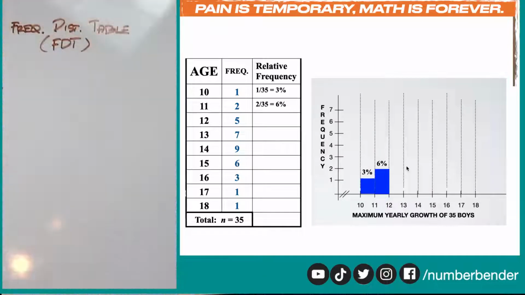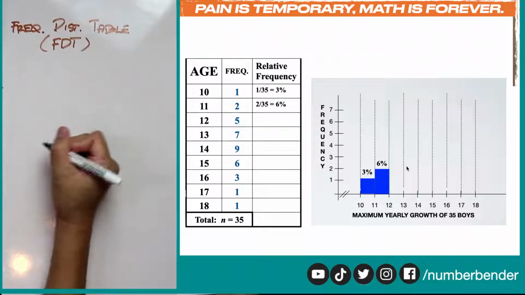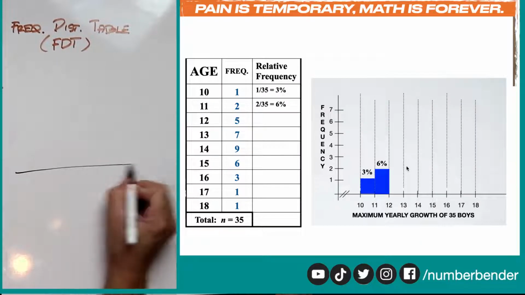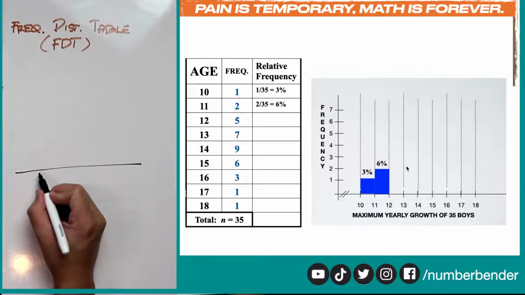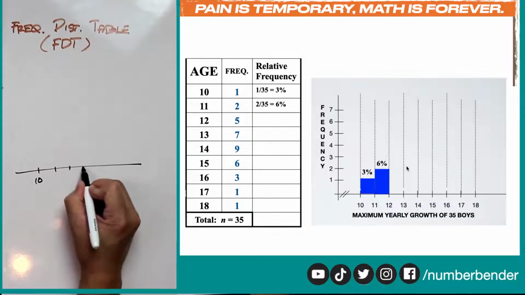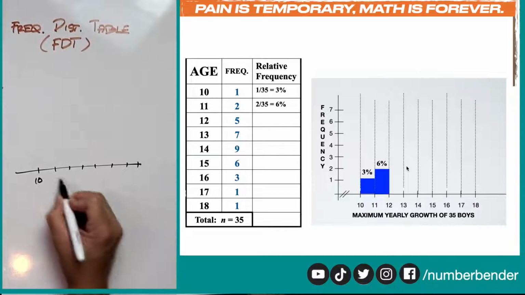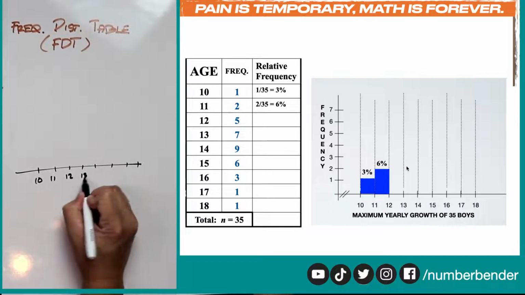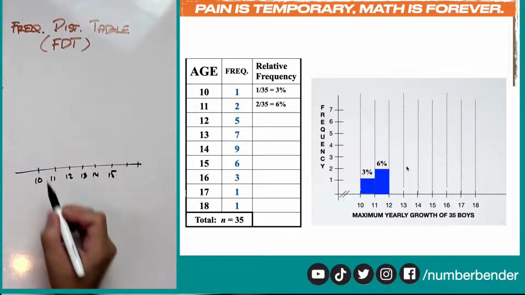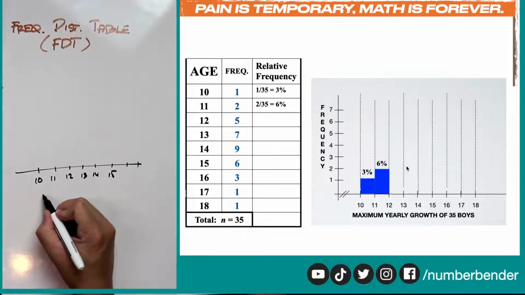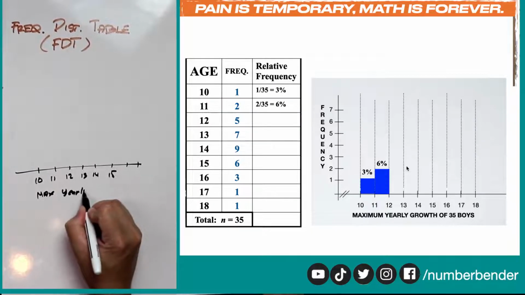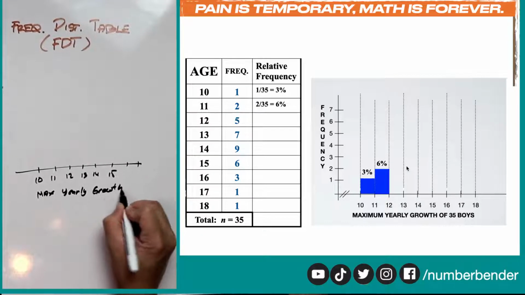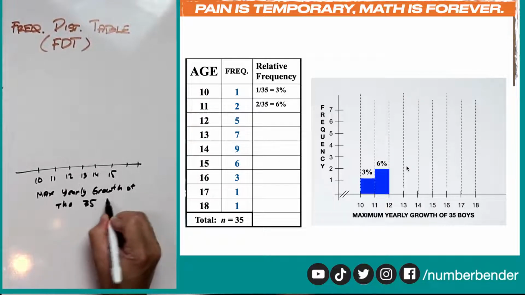Now, to give you a better look on how I constructed my histogram, so first, your horizontal axis will be the ages of boys in our data set, and the minimum is at 10 all the way to 18. So by scale of 1, each unit is their age. And for my horizontal axis, I'll of course label it maximum yearly growth of the 35 boys.